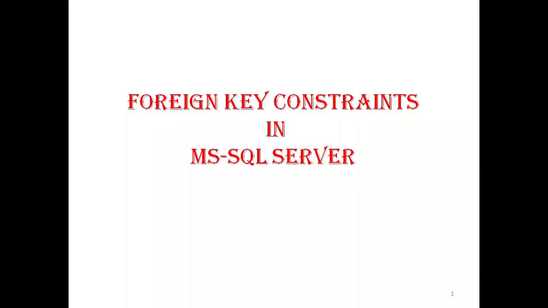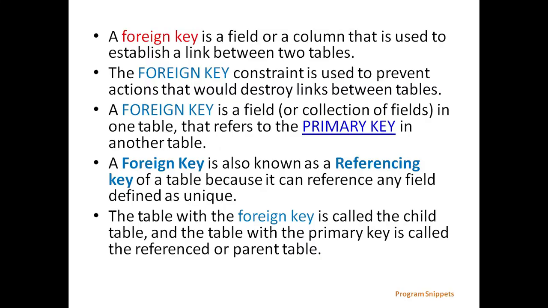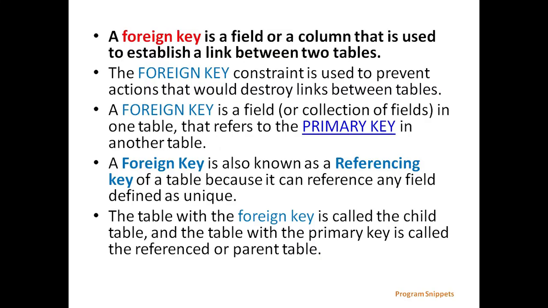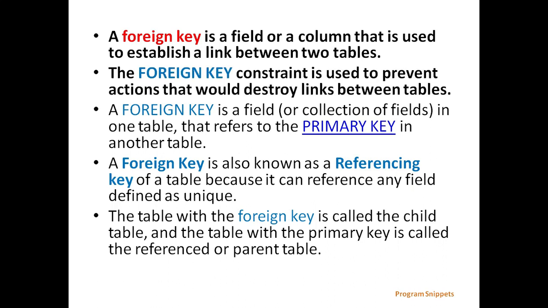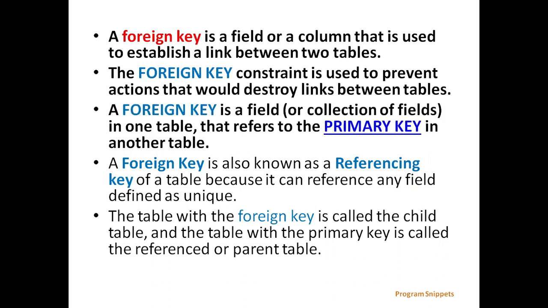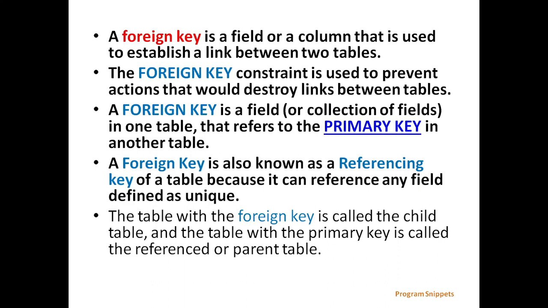Here we will see foreign key constraint in SQL Server. A foreign key is a field or a column that is used to establish a link between two tables. The foreign key constraint is used to prevent actions that would destroy links between the tables. It is a field or collection of fields in one table that refers to the primary key in another table. It is also known as the referencing key of a table because it can reference any field defined as unique.